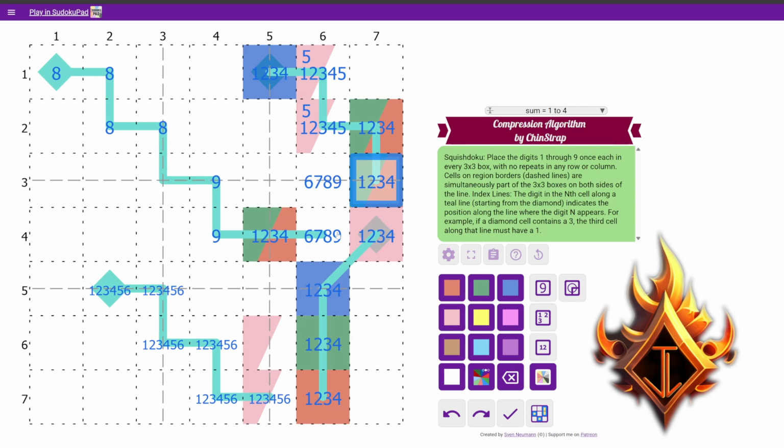So, pink maybe? This green, red will need to make... It won't be there. It'll be in one of those.